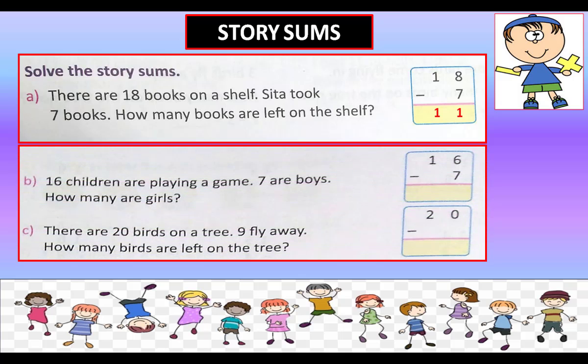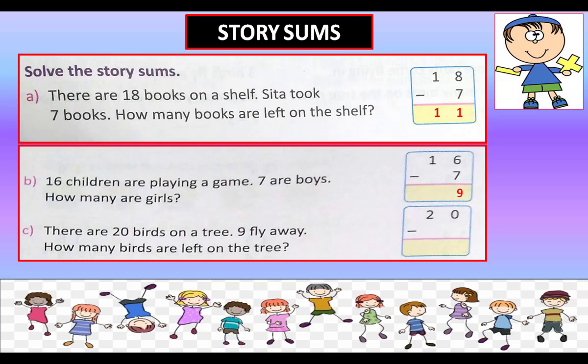Now let's see some more story sums. 16 children are playing a game. 7 are boys. How many are girls? So 16 minus 7 is equal to 9. You just have to count backward. 16 minus 7 is 9.